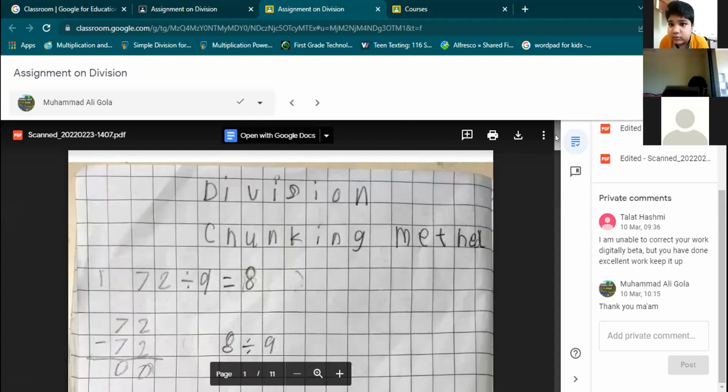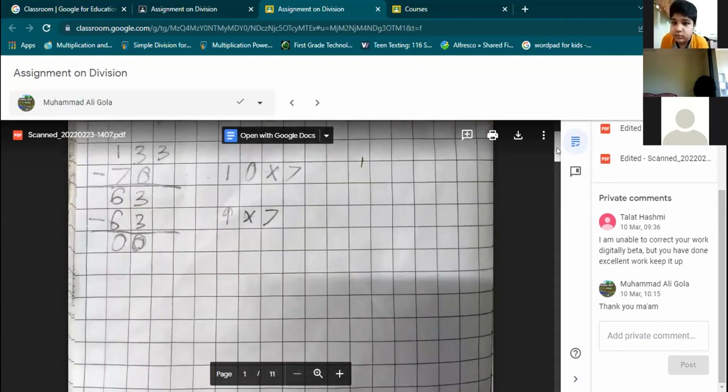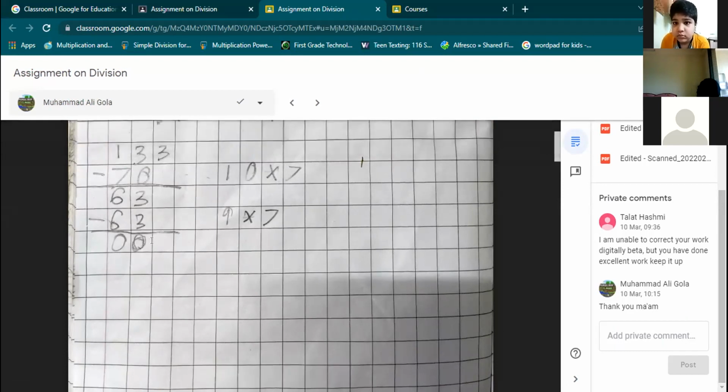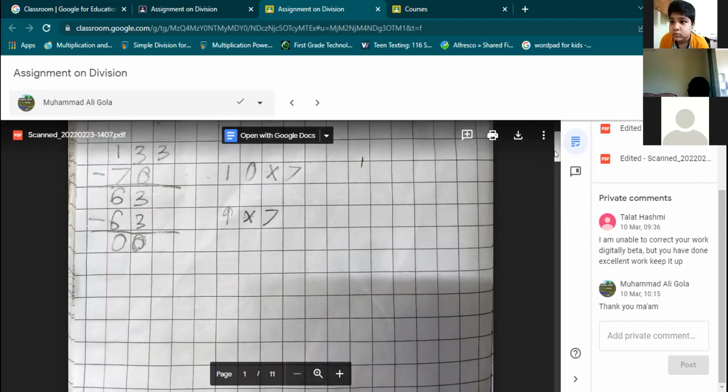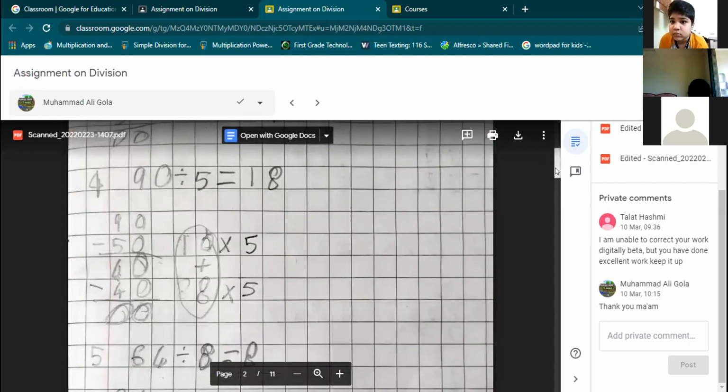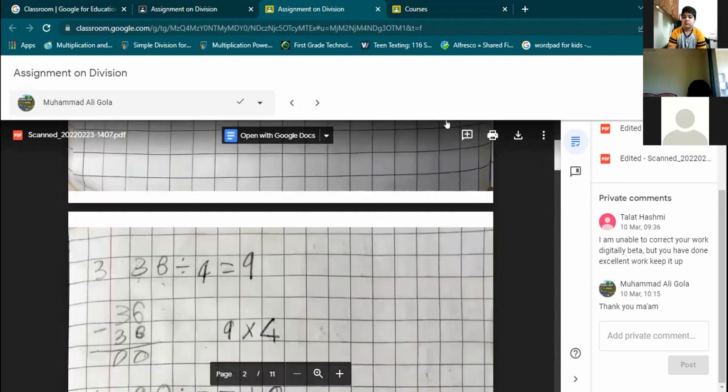Look, you can have a look at what you kids have done. Either you have done the chunking method or you have done the normal method. You haven't done both. I have clearly mentioned that you have to solve this problem by both methods. I don't know what confused you, what made you do just one method. So these two methods have to be done for each sum. You can just have a look at what he has done.